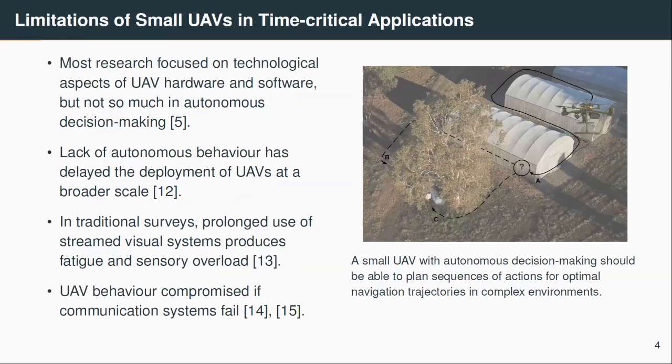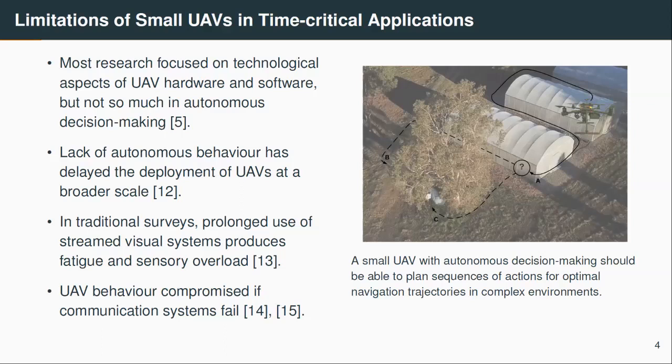Nevertheless, there are some limitations that have limited the use of UAVs in this kind of environments at a broader scale. Most research is focused on technological aspects of the UAV hardware and software, but not so much in autonomous decision making. This lack of autonomous behavior has delayed the deployment of UAVs at a broader scale.